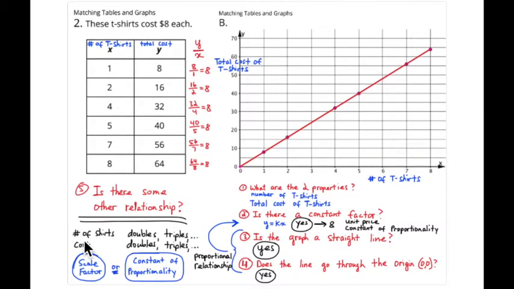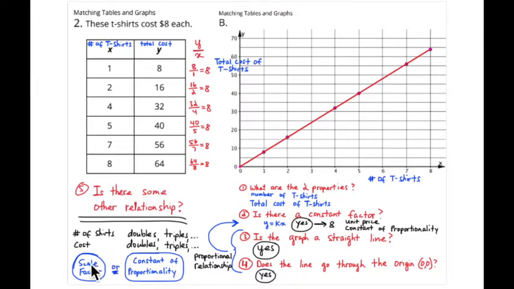That means that if you double the number of t-shirts, if you triple the number of t-shirts, or 4 times, 5 times, 100 times, whatever it is, the cost is going to double, triple, be 4 times, 5 times, 100 times in the same manner. So they're going to move together using multiplication, in this case, using that constant factor of 8.